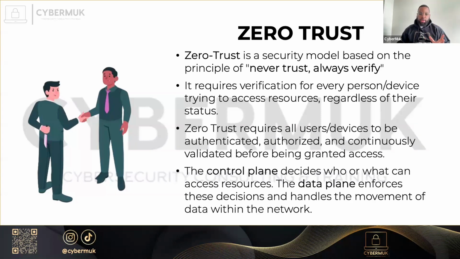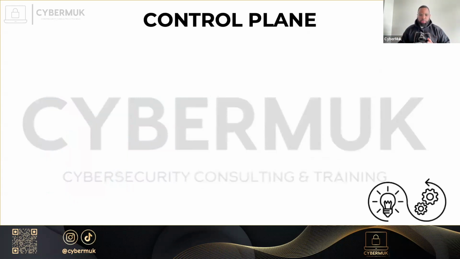So there is the control plane. The control plane decides who or what can access resources, and there's a data plane. The data plane enforces the decisions and how data is handled within the network. The control plane is like controlling who can access which resource, what device, what system, which user. The data plane enforces the decisions and handles how data moves within the network.